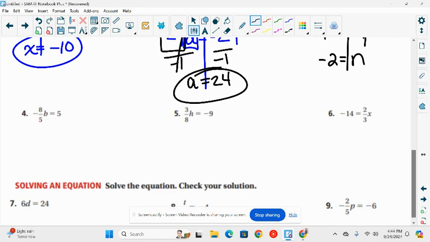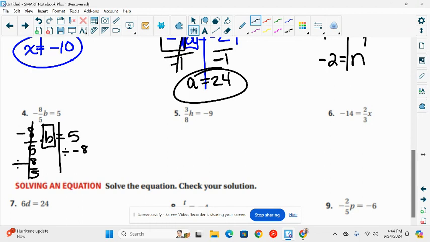Alright, number 4. When you see these, like 4, 5, and 6, I don't want you to get confused by them or bogged down. Really what we've got going on here is negative 8/5 times b equals 5. When I chop it and box it, I want to do the opposite. Currently it's multiplication, and to undo multiplication I have to divide by negative 8/5, and that's going to cancel. And so I have to do that over on the other side. I have to divide by negative 8/5.